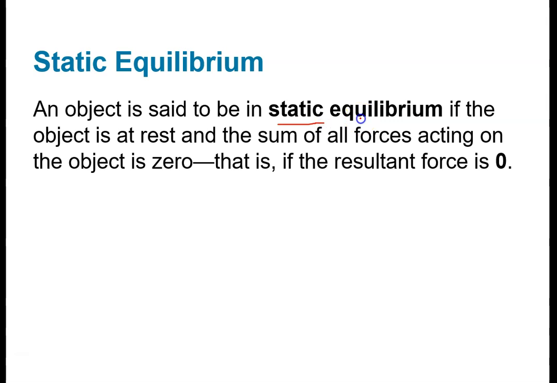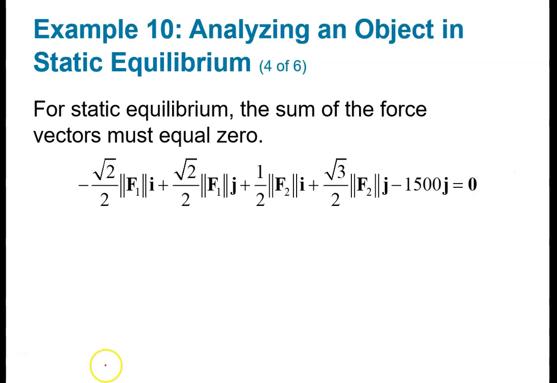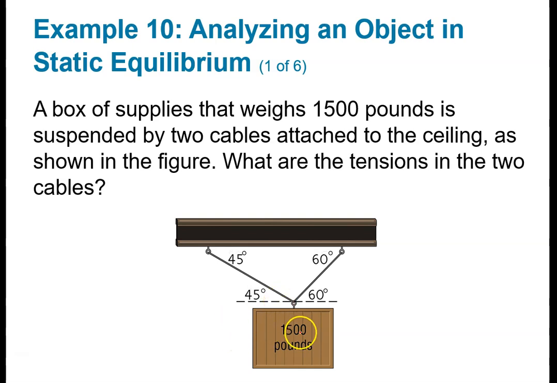All right, static equilibrium, when you get to these types of problems, this is important. The sum of all the forces acting on the object is 0. The resultant is 0. So for this object to be sitting here hanging, the downward force of this 1,500 pound object has to be equal to the sum of these two forces that are pulling up to be able to hang there.